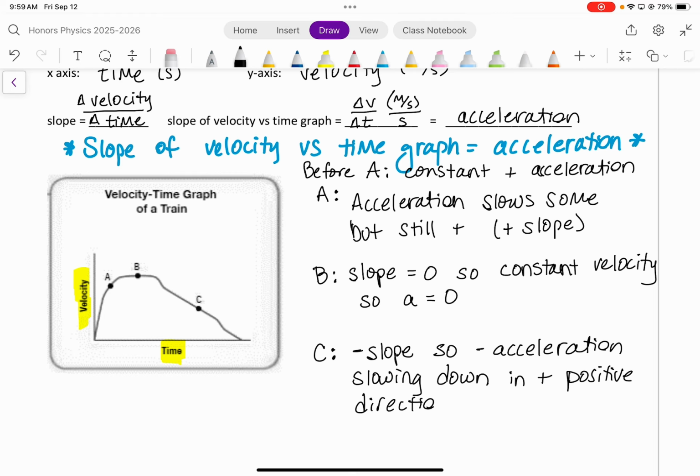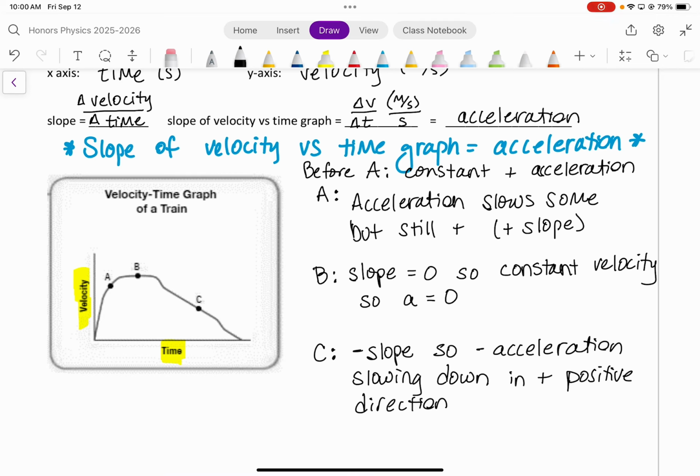So this entire trip, all of my velocity is above the x-axis. So that means that the object always has positive velocity the entire time, so it's always moving in this direction. It stops at point B, or excuse me, the acceleration stops.